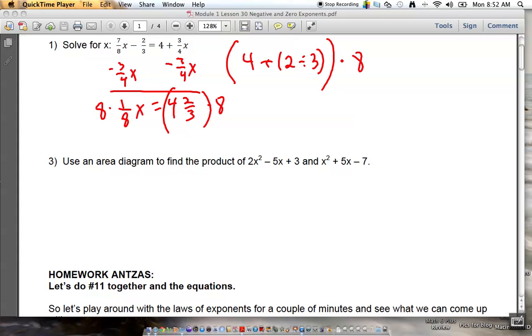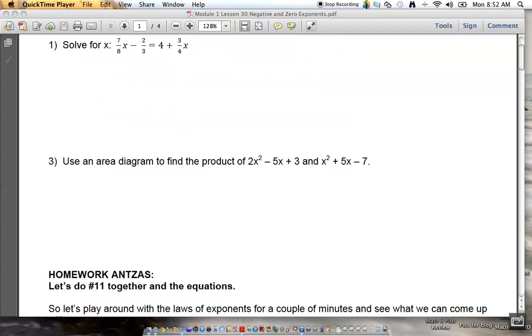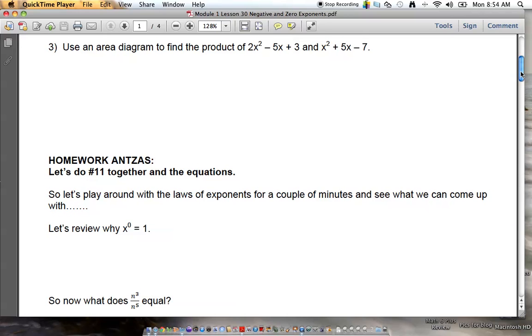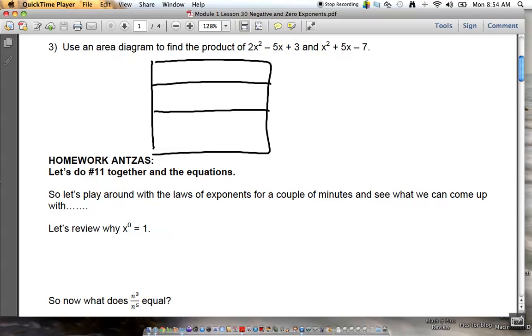Next, use an area diagram. And this is a little bit of a fun one. It's a trinomial multiplied by a trinomial. So, enter, enter. Wait, what was the answer? I think they said something about 119, 112 over 3. Yeah.